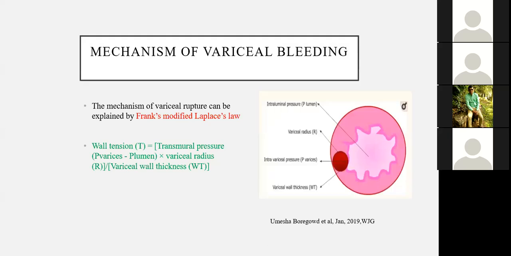And the mechanism of variceal bleeding is explained by Frank's modified Laplace law, which measures the wall tension as the pressure difference between the varices lumen and the lumen, into the variceal radius divided by the variceal wall thickness.